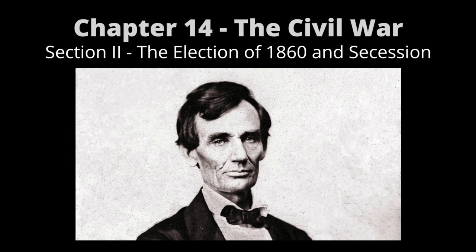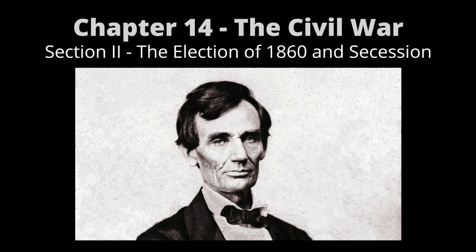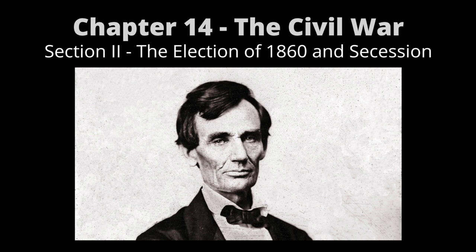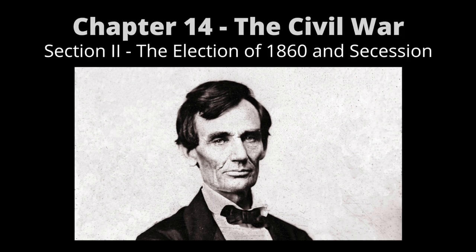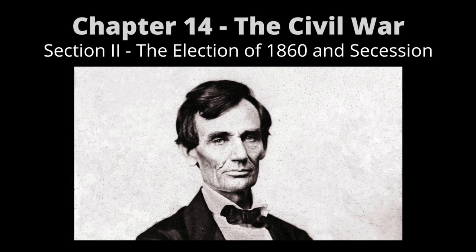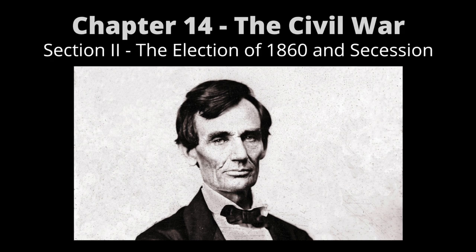Bell came in third with 39 electoral votes, and Douglas came in last, only able to garner 12 electoral votes, despite carrying almost 30% of the popular vote. Since the Republican platform prohibited the expansion of slavery in future Western states, all future Confederate states, with the exception of Virginia, excluded Lincoln's name from their ballots.